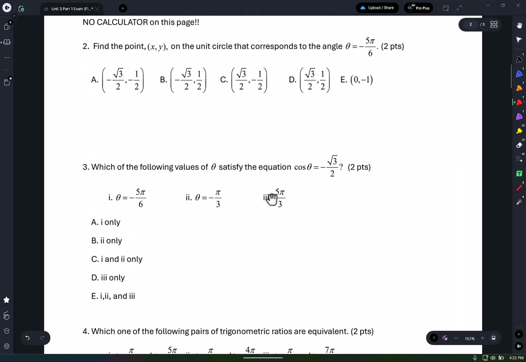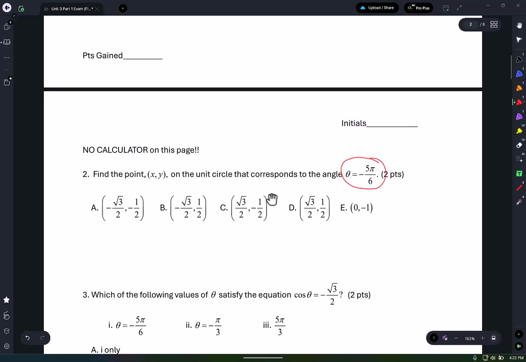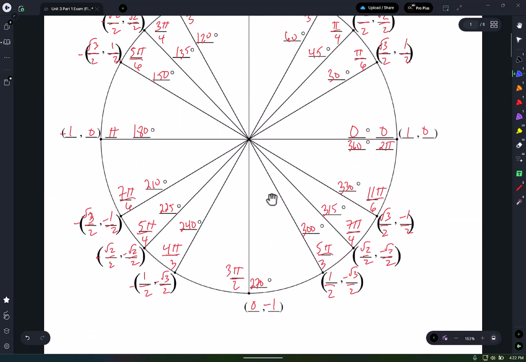So number 2 says, find the point on the xy on the unit circle that corresponds to the angle negative 5 pi over 6. So negative 5 pi over 6 looks like this. You're going to go, and there it is. That is negative 5 pi over 6. So you're rotating the same amount as 5 pi over 6. 5 pi over 6 would have been there, see? So you rotate the same amount, but in the negative direction. The negative direction is clockwise.